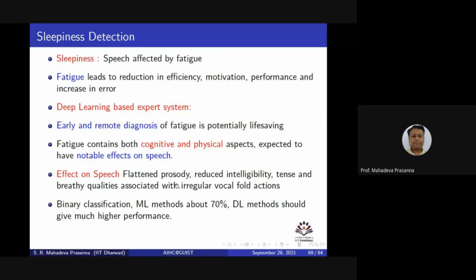Of course, if we try to extract them by signal processing methods, we will introduce more distortion. In place of that, if I use a deep learning based expert system, I will be able to do a much better job. For example, earlier they built speech based sleepiness detection systems, classifying whether it is a sleep case or a non-sleep case, binary classification. ML methods resulted in a performance of about 70%, where we were expecting 100%. If somebody attempts deep learning based methods, we expect much higher performance.